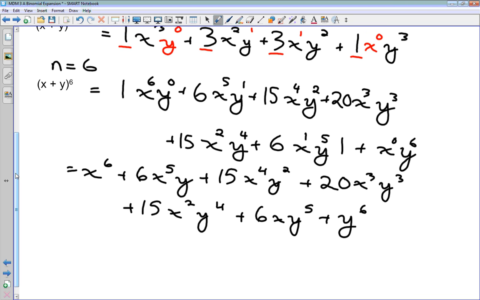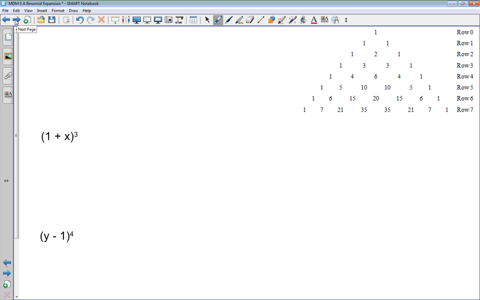Okay. Let's try one more example that's just a little bit trickier. Oh wait, I've got 2 examples here. Well, let's do both of them.